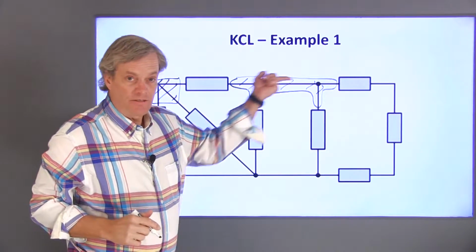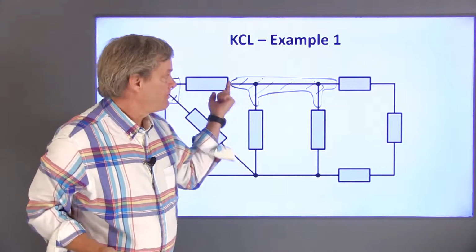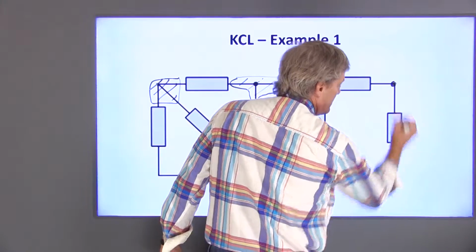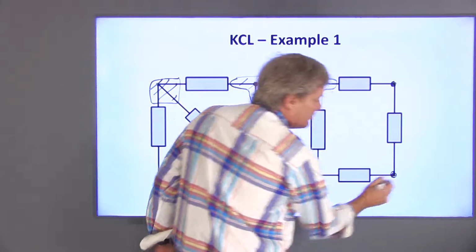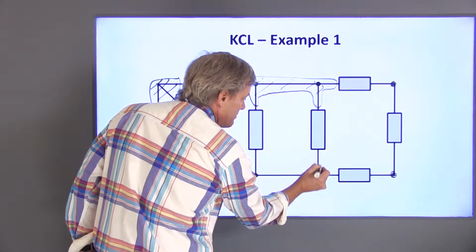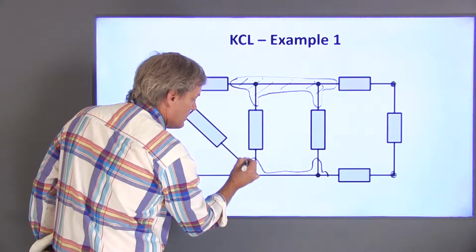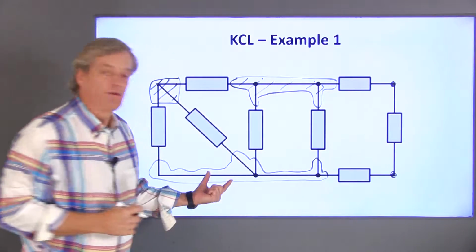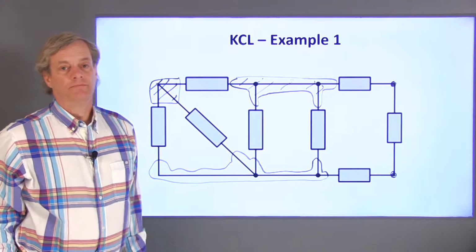This perfect conductor inside here doesn't have a voltage difference, so this is all at a unique voltage. This point and this point each interconnect two elements. Those would both be nodes, and this entire bottom section here contains only perfect conductors, so that is also all one node.